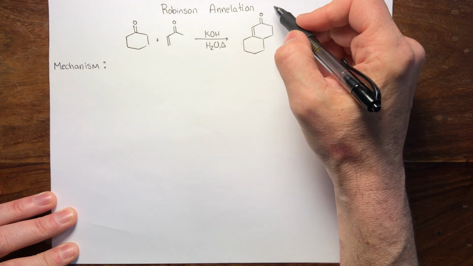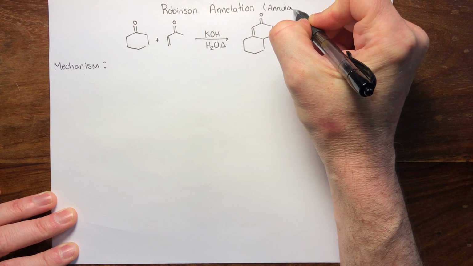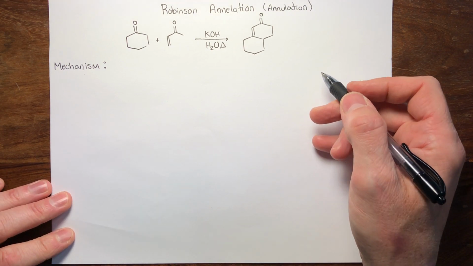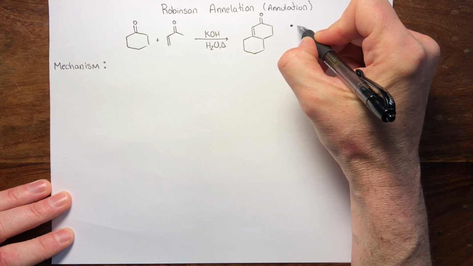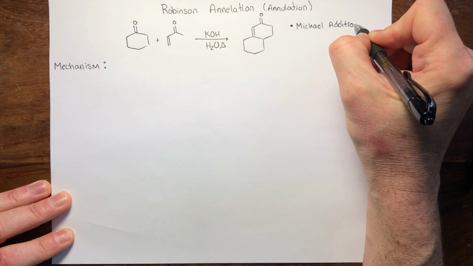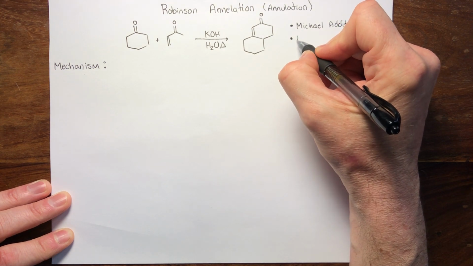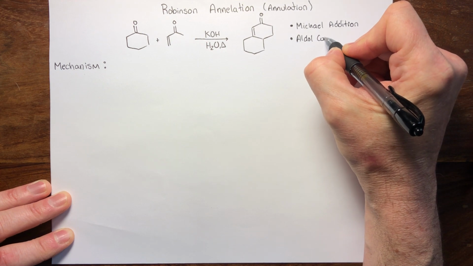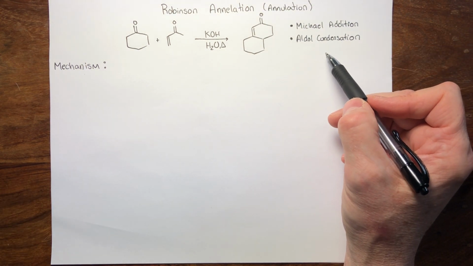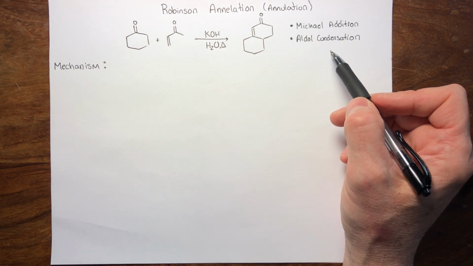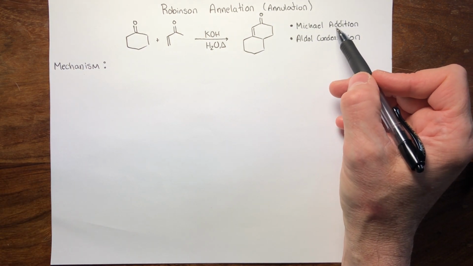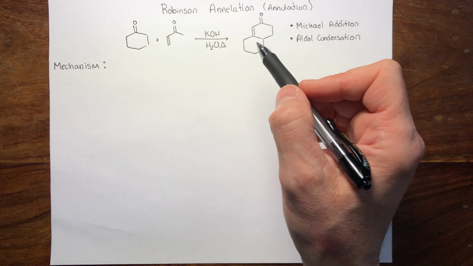It's important to note that the Robinson annulation is actually a combination of two reactions that you already know. The first is going to be a Michael addition. And the second is going to be an aldol condensation. Remember, an aldol condensation is an aldol addition followed by the loss of hydroxide or the loss of water, the dehydration of that aldol product. All right, so this series of reactions is going to give us this product.